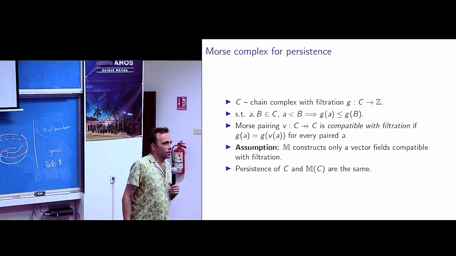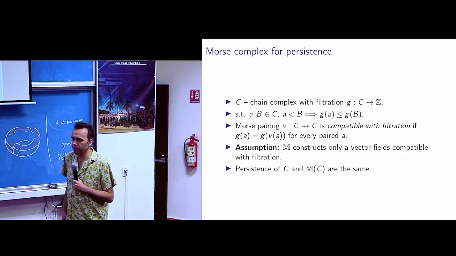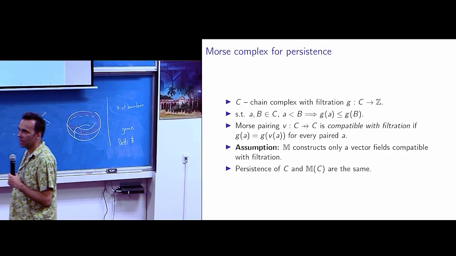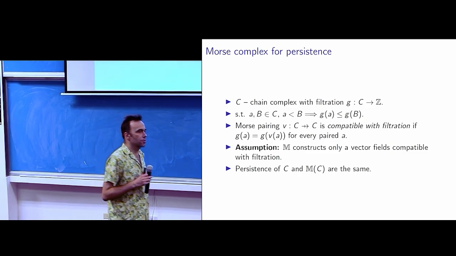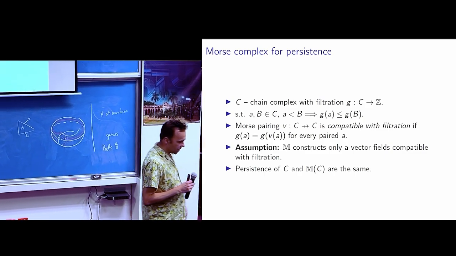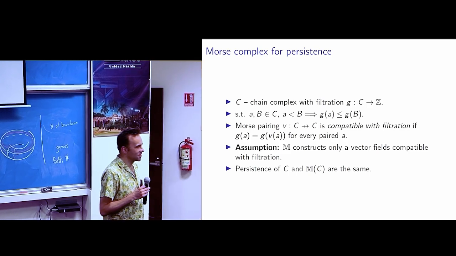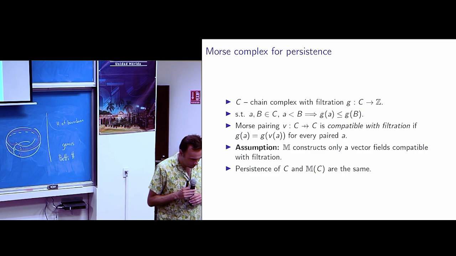I'm claiming that I can do more: not only homology, but also persistent homology, including pairings, by drawing arrows. We don't need to do matrices and such. We'll just be drawing arrows in an appropriate way, and if we draw enough arrows, we'll get persistent homology. That's the claim.